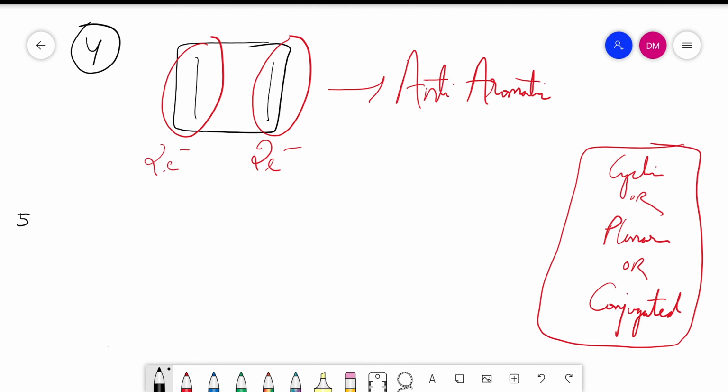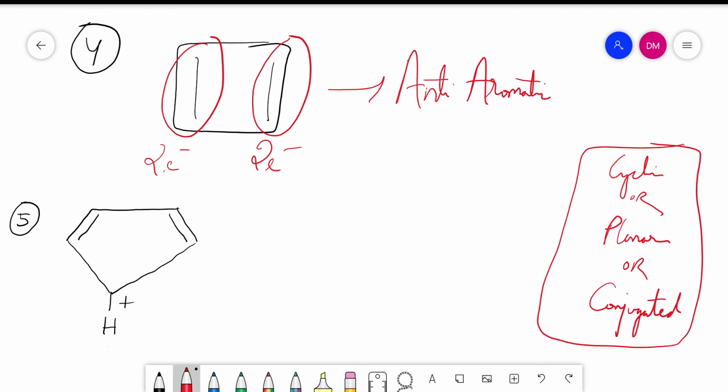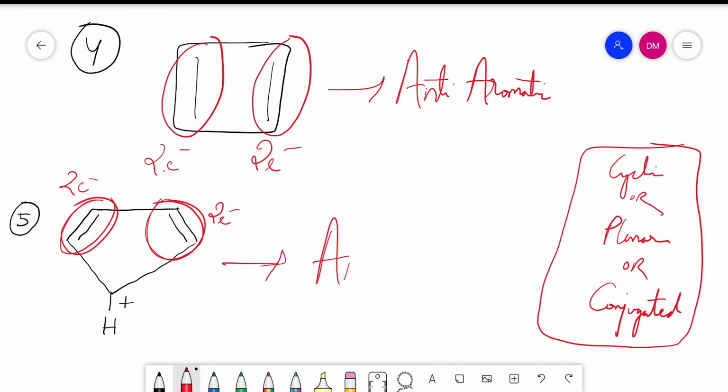Then let's move to the fifth question. The fifth question is just like this. Then here, an extension of hydrogen with a positive sign, and a pi bond. So here also you must have easily seen 2 electrons, 2 electrons, because here a pi bond is present, and here a pi bond is present, so 4 electrons. 4 electrons means of course it is anti-aromatic. Done.